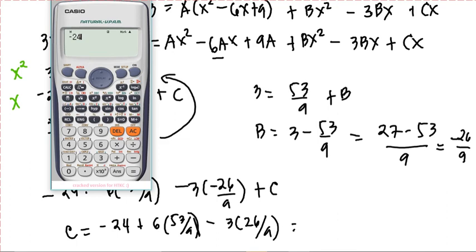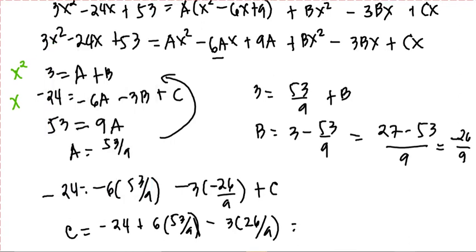negative 24 plus 6 times 53 all over 9 minus 3 times 26 all over 9. Answer will be 8 all over 3. So we have 8 all over 3 para sa aton nga c.